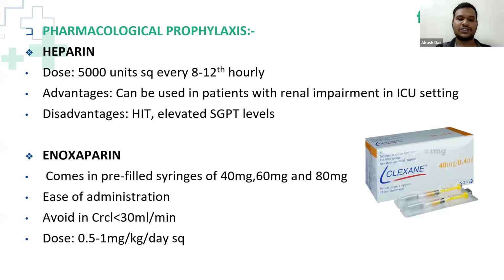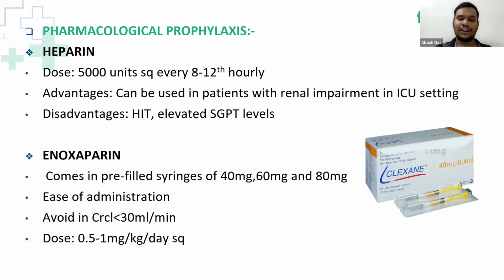It can be given 5,000 units subcutaneously every 8 to 12 hourly for the prophylaxis. Advantage is that it can be used in patients with renal impairment in ICU. Disadvantages, heparin-induced thrombocytopenia, keep a watch, elevated SGPT levels.